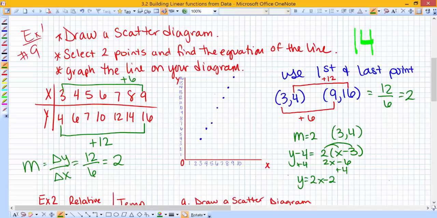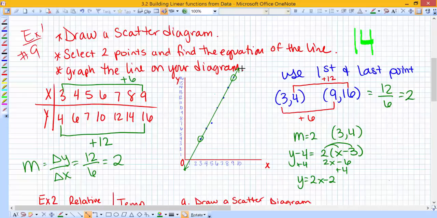So there's my equation. Then when it says graph the line on your diagram, you just get a straight edge, use your ID card. It's really easy, and you are connecting the first and the last points. That's all you have to do. I'm going to go down here because I know that that's where my y-intercept would be at -2. And I'm going to cheat again. And I'm going to draw my line so that it goes through the first and the last and my y-intercept.